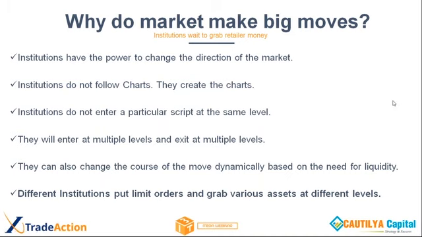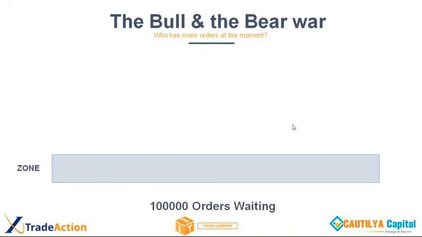Now, the bull and the bear war: who has more orders at the moment? Let's say there is a zone. Now every one of you knows what a zone is. Friends, I hope everybody knows what a zone is. Okay, let's say this zone has around 1 lakh orders pending, 1 lakh quantity of some asset that they want to buy.